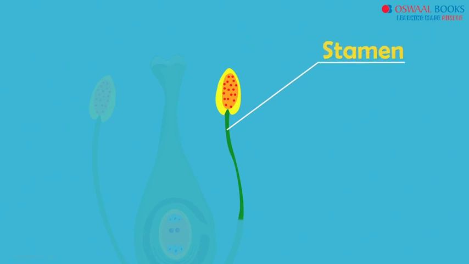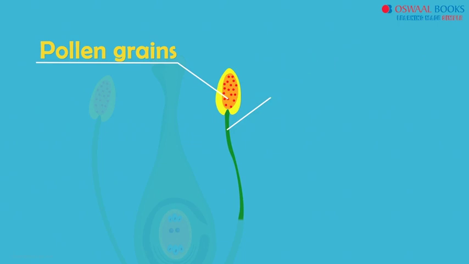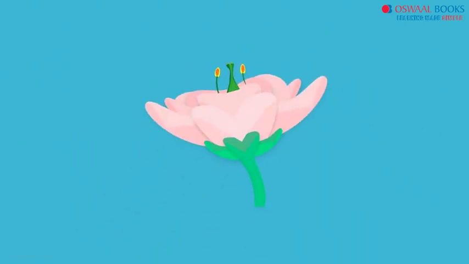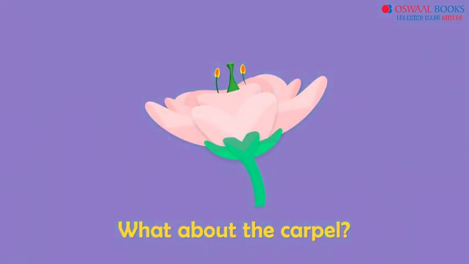Pollen grains? The stamen is the male reproductive organ of the flower and it produces these pollen grains. They are nothing but the male gametes. They are usually yellowish in color and can be seen clearly on the outside as in the hibiscus flower. What about the carpel? What do you think the carpel is?